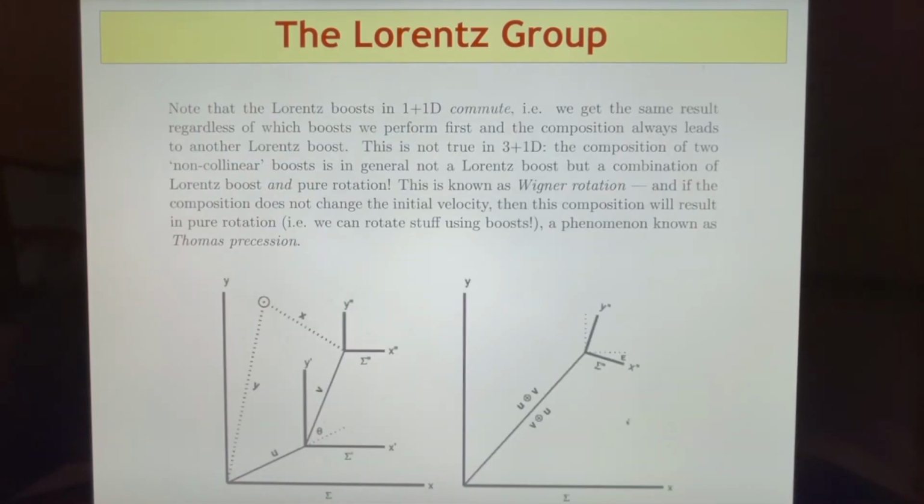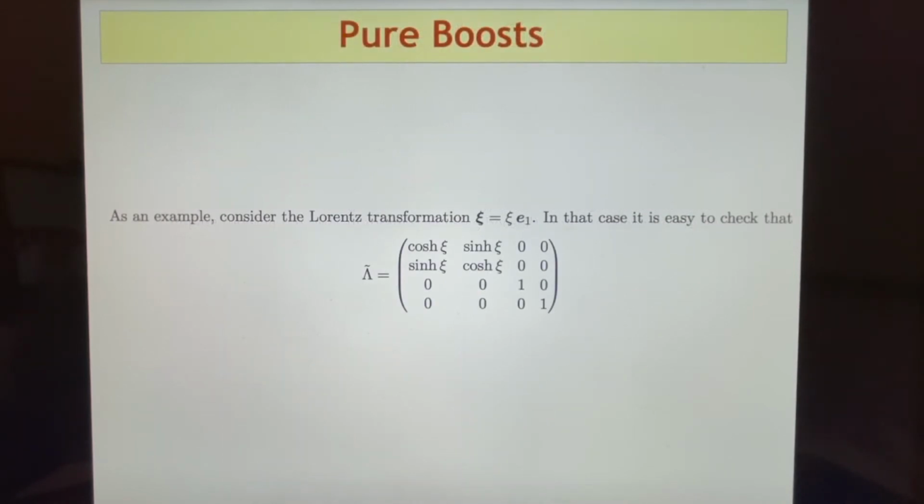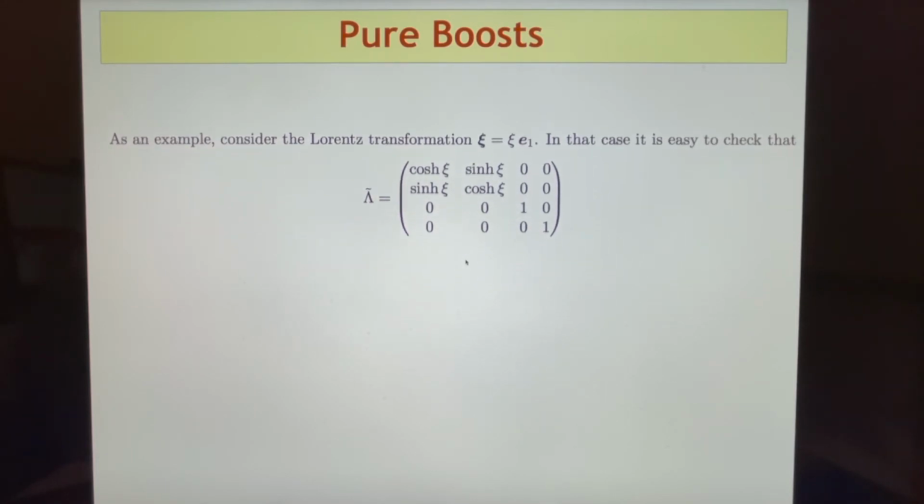All right, so now after having talked about Thomas precession, let's see what the Lorentz transformations actually do to the axes. Let's focus on 1+1D, on x and t as a subspace, and let's do a boost in the direction of x. So this is a pure boost in the direction of x, as you can tell here. And let's see what it does to the axes. Well, it's a hyperbolic rotation.